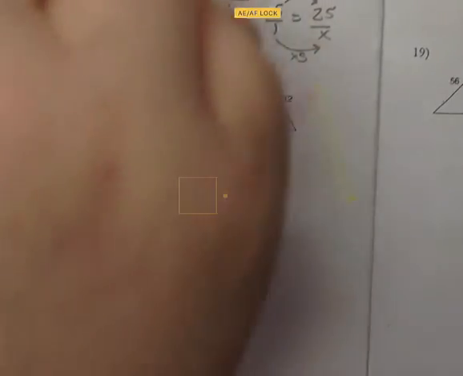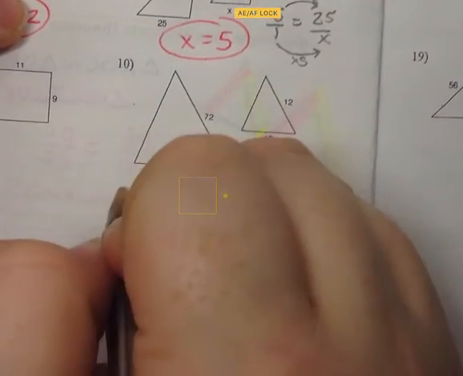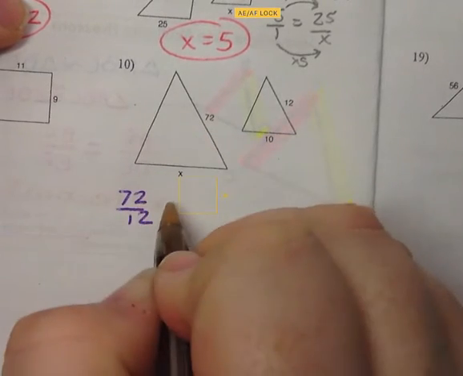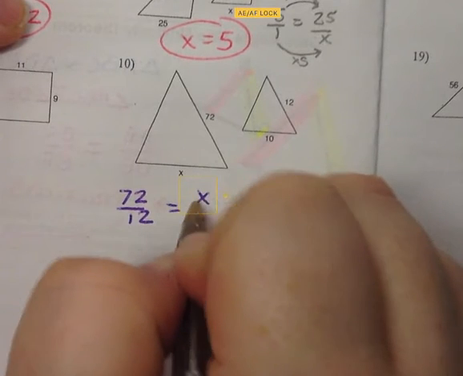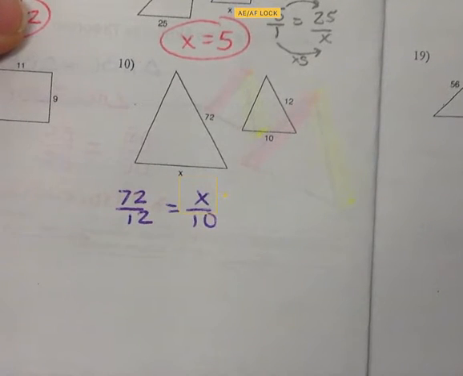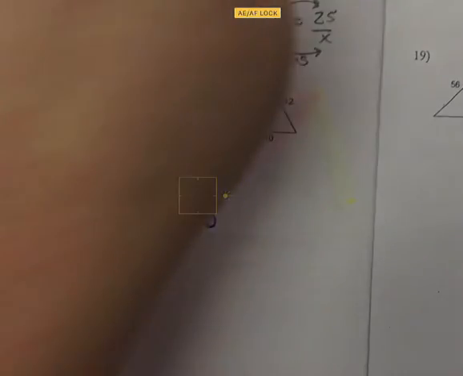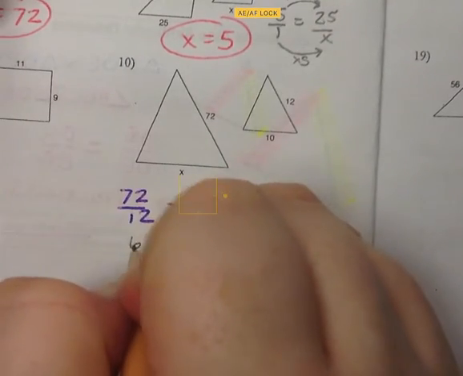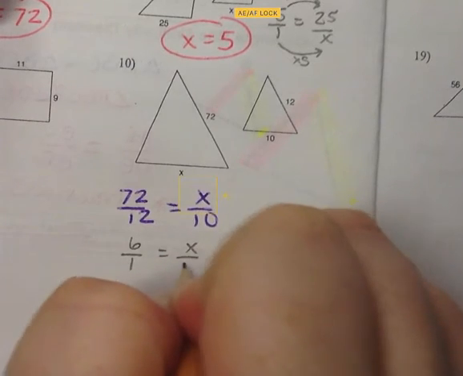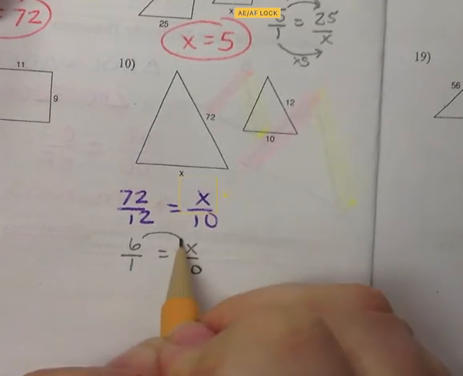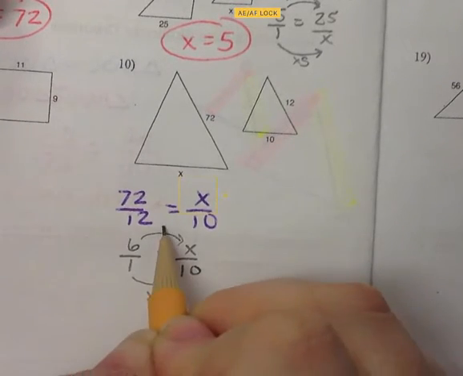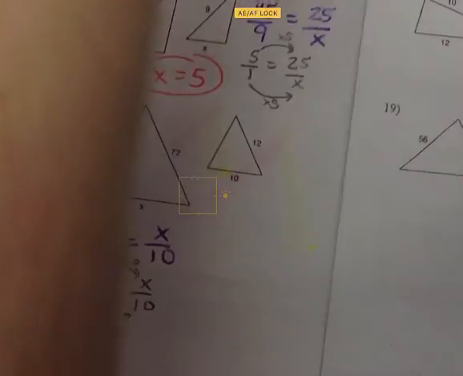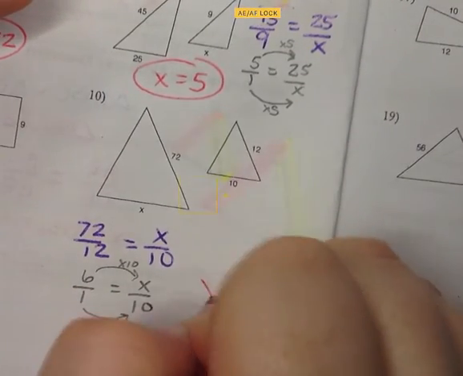Then on number 10, I have 72 over 12 has to be equal to 72, then x over 10. 72 divided by 12 is really 6. So it's going to be 6 over 1 is equal to x over 10. So how do we get from 6 to x? We go from 1 to 10. So we have to multiply by 10. So x becomes 60.